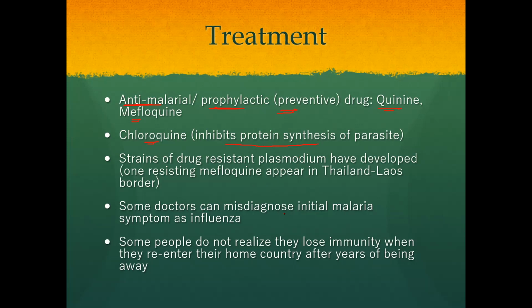And some doctors can also misdiagnose initial malarial symptoms because the initial symptoms are mostly low-grade fever, so most of the symptoms actually resemble the symptoms of influenza, right? So initially there can be some misdiagnosis, right? And some people also do not realize that they lose immunity when they re-enter their home country after years of being away. Right? So the temporary immunity that was there finishes and they lose this immunity.